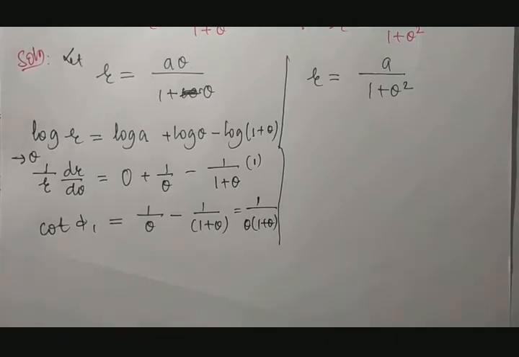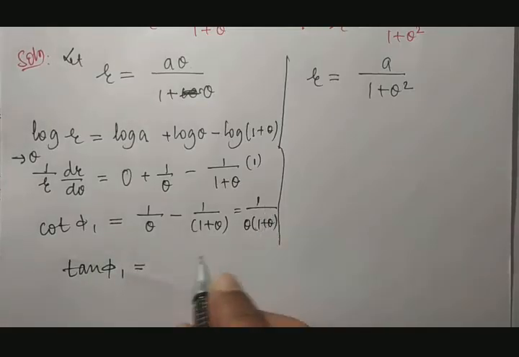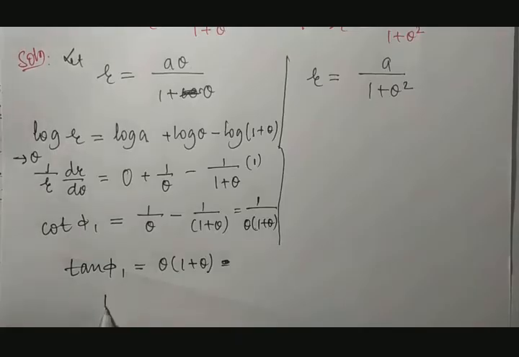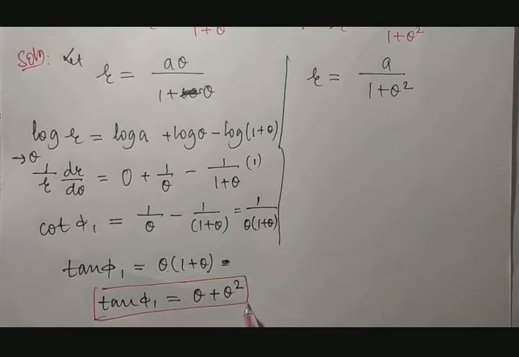But we want phi 1. Phi 1 is not directly possible because this term cannot be converted into cot of something. When that is not possible, straight away take the reciprocal and go to tangent. So tan phi 1 is equal to theta into 1 plus theta, which is theta plus theta square. So we got tan phi 1. This is not the angle between the radius vector and the tangent, but it is just the slope of the first tangent.